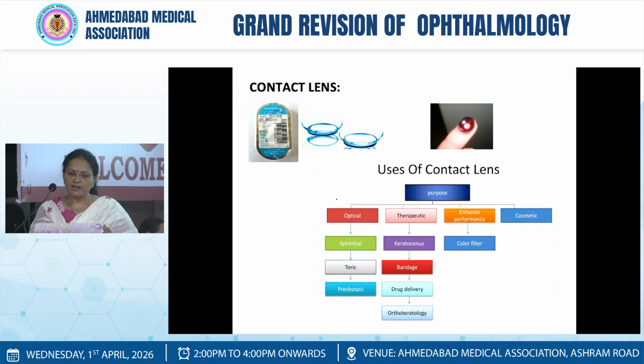Then different types of contact lens, either for optical purpose, therapeutic purpose, enhancing the performance or for cosmetic purpose. It can be used in cases of keratoconus, and as a bandage contact lens if there is an impending perforation. Nowadays drug delivery contact lenses are also available, particularly for anti-glaucoma drugs, and in cases of orthokeratology.